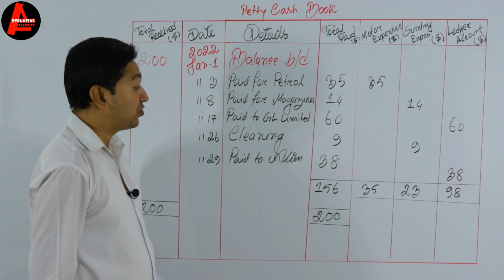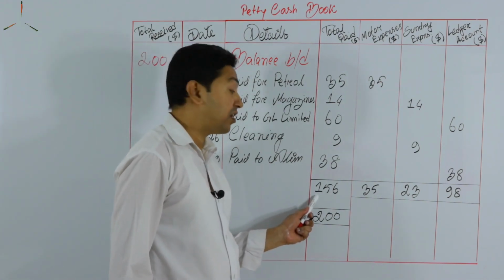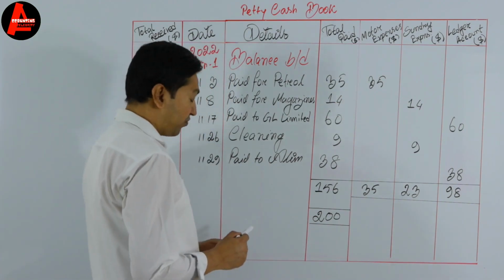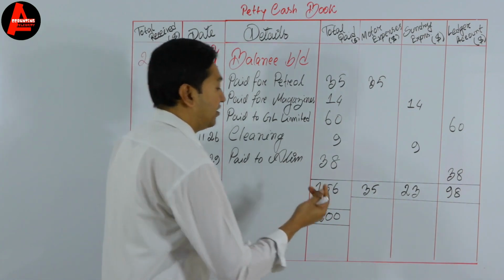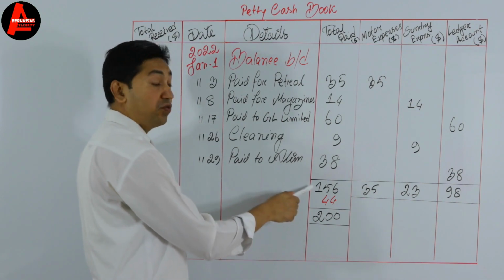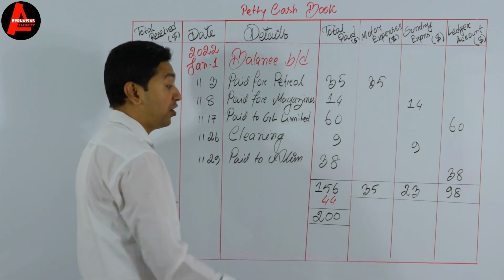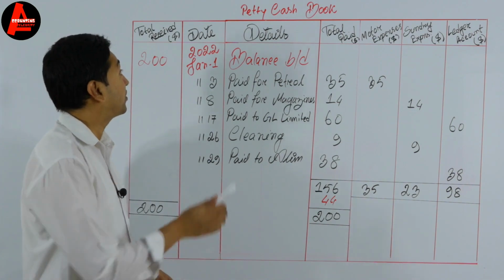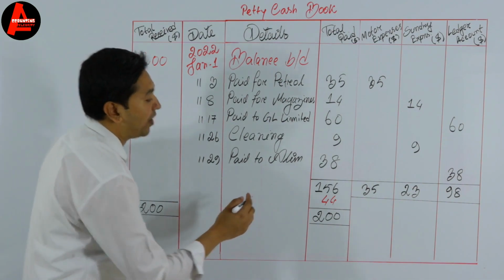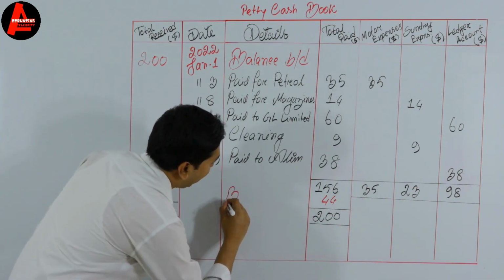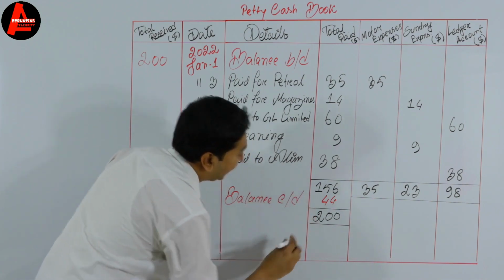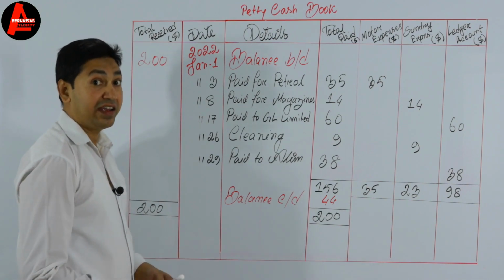Okay, now what to do? Now we need to subtract this $156 from $200. So what we get? We get here $44, right? So here let us write 44. Once again 200 minus 156 equal to $44. So this is the closing balance for the month of January 2022. Okay, so we need to write here balance CD, means balance carried down. Once again, CD stands for carried down.